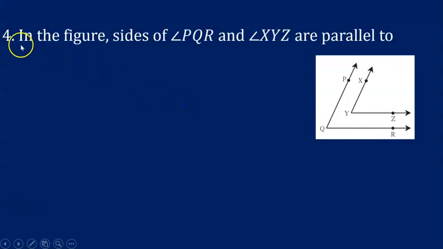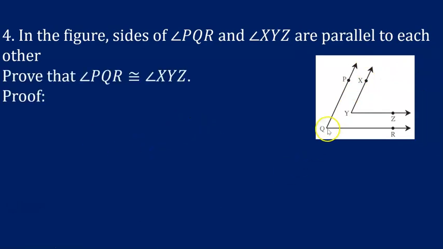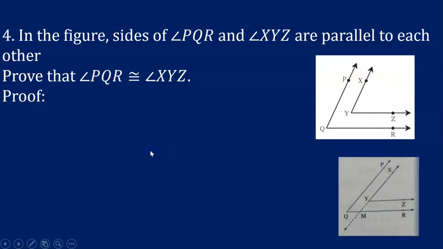Next, in the figure, the sides of angle PQR and angle XYZ are parallel to each other. That is, ray QP is parallel to ray YX and ray QR is parallel to ray YZ. Then prove that angle PQR is congruent to angle XYZ. This we want to prove.